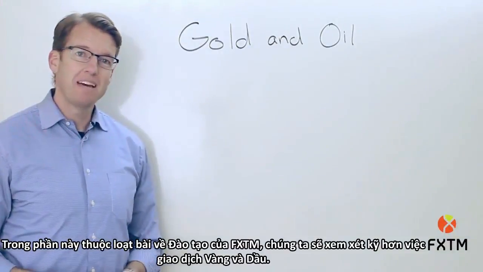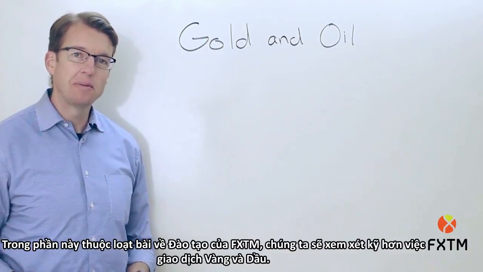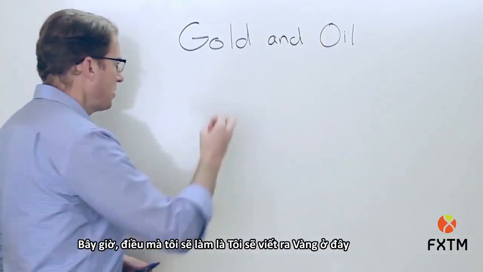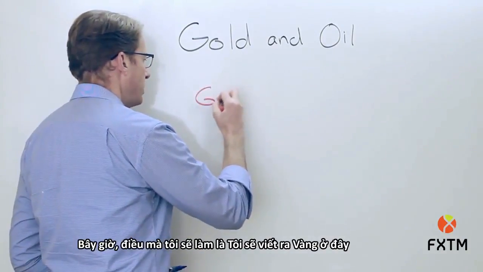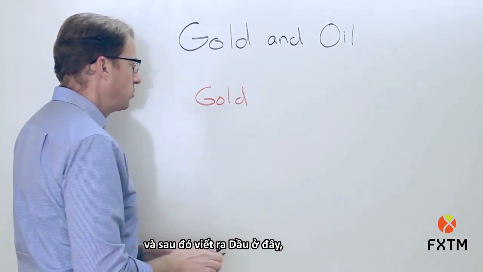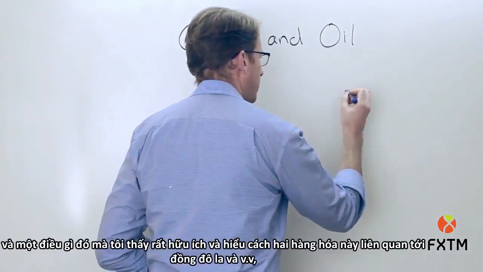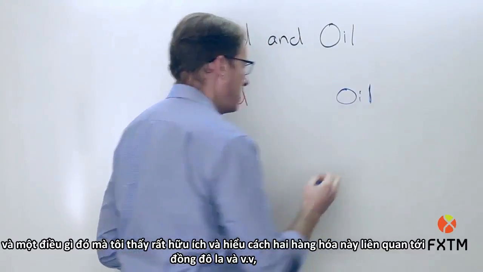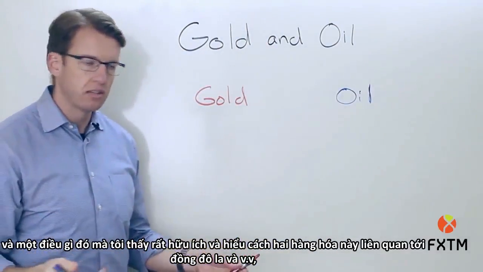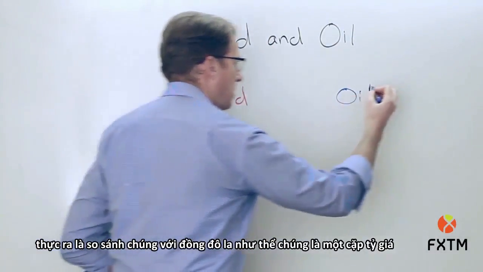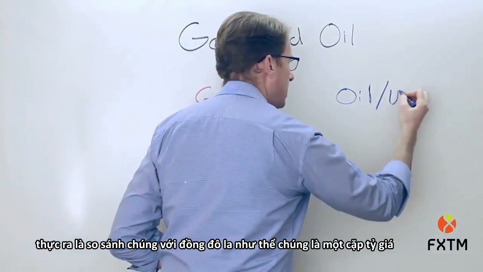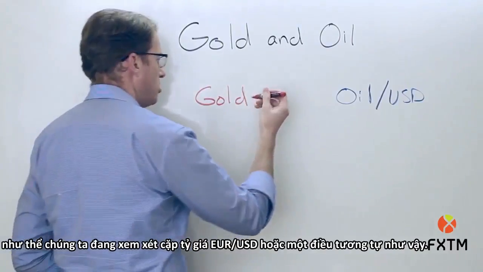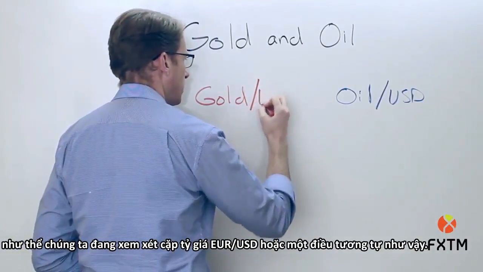In this episode of the FXDM educational series, we're going to be taking a closer look at trading gold and oil. Now, what I'm going to do is write down gold over here, and then we'll write oil over here. Something that I find very helpful in understanding how these two relate to the dollar is to compare them to the dollar as if they were a currency pair, as if we were looking at the euro-dollar currency pair or something like that.